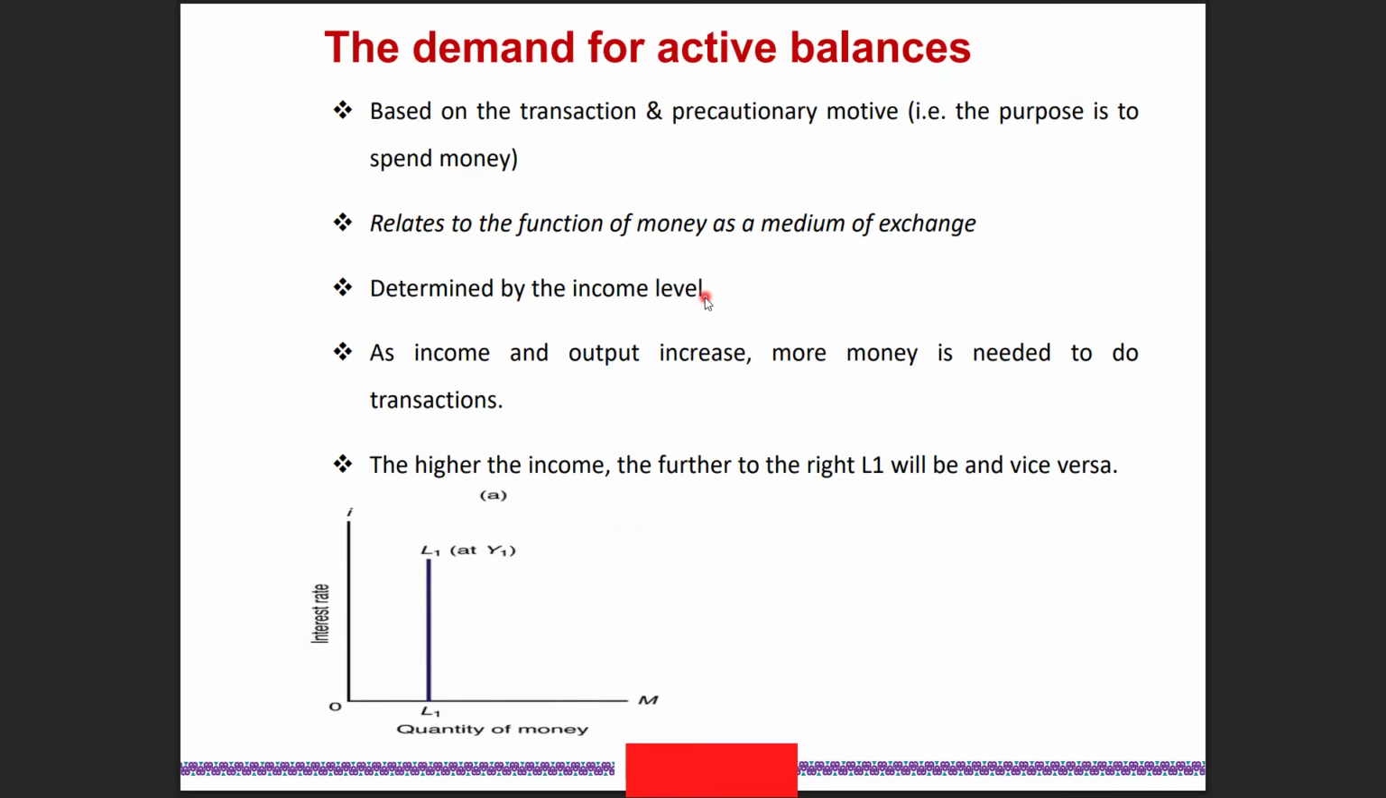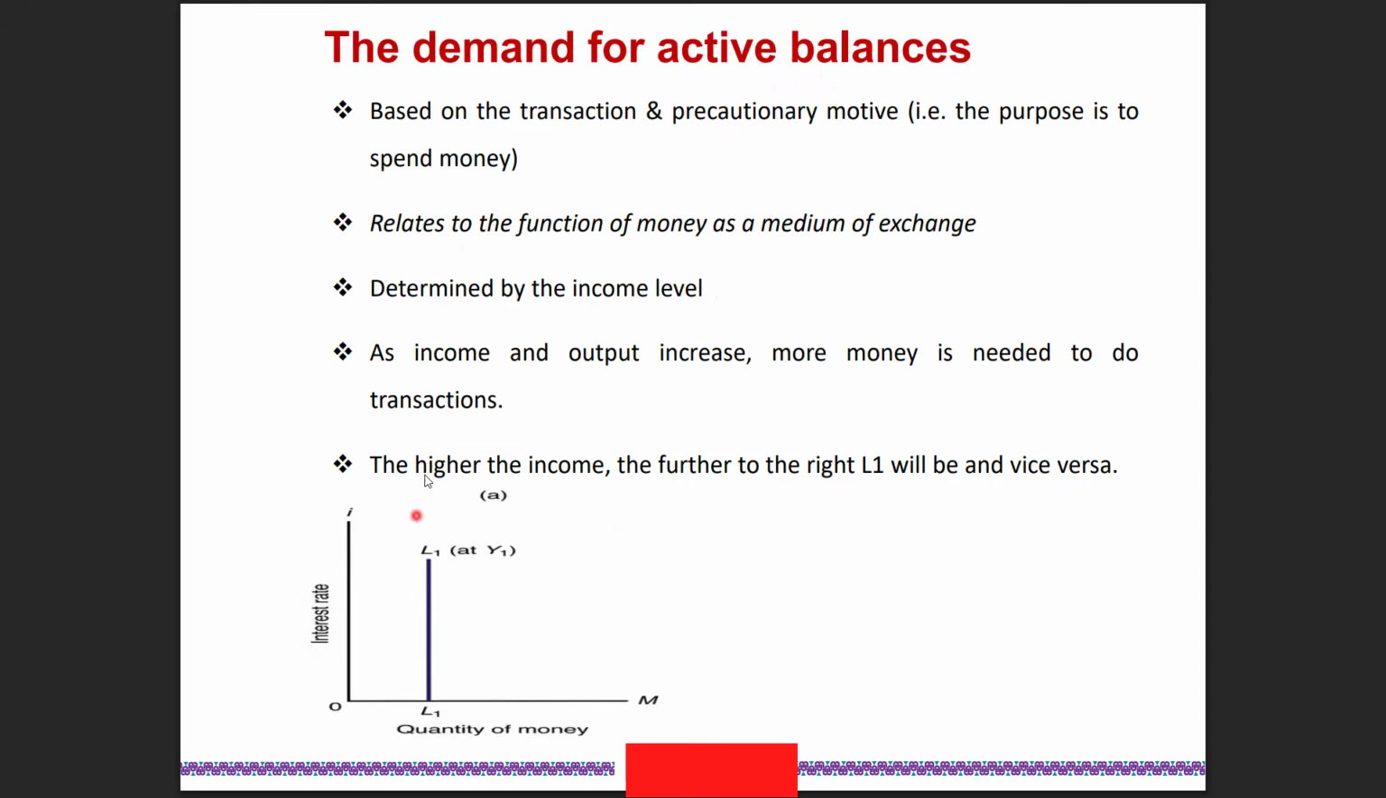And then the demand for active balances. Active balances is based on transaction motive and precautionary motive, right? The purpose is to spend money. With the transaction motive, remember I said, you're keeping that money so that you can use it to buy goods and services. And precautionary motive, you're keeping that money for if the need for it arises, then you can use it. That can be emergencies, it can be anything where you see, okay, I want to use this money, then you can use it. And it's also dependent on the medium of exchange function, right? They said it here. It's determined by the level of income, right?